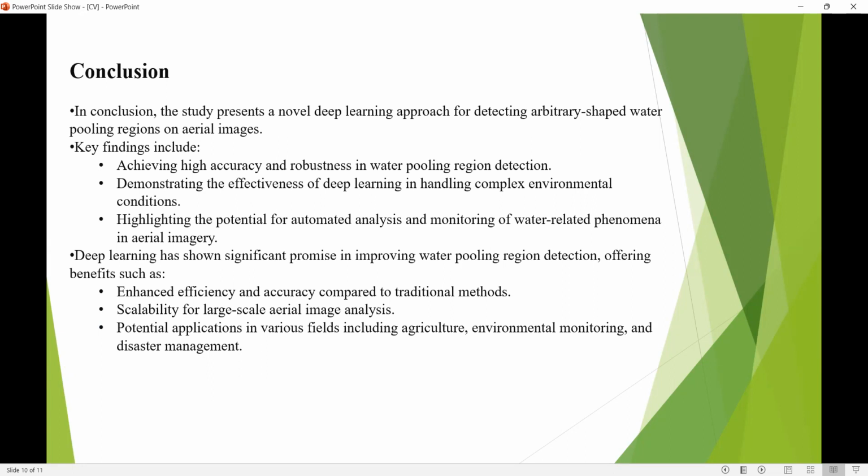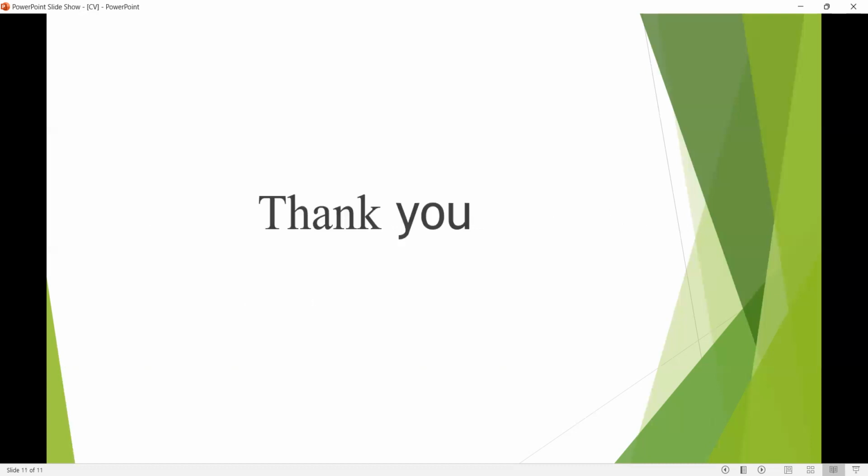Deep learning has shown significant promise in improving water pooling region detection, offering benefits such as enhanced efficiency and accuracy compared to traditional methods, scalability for large-scale aerial image analysis, and potential applications in various fields, including agriculture, environmental monitoring, and disaster management.